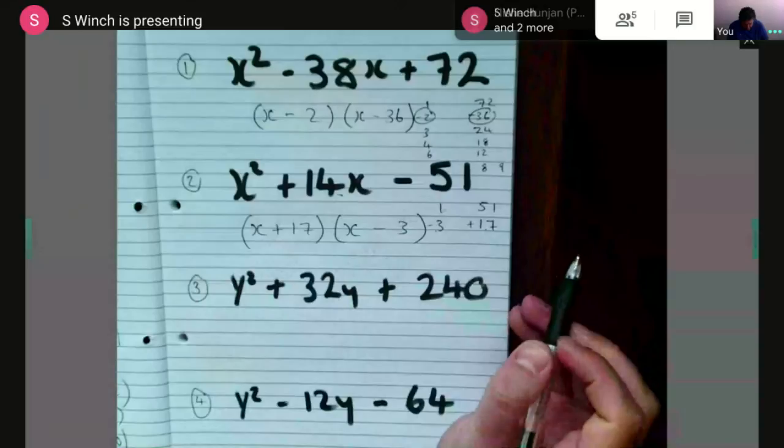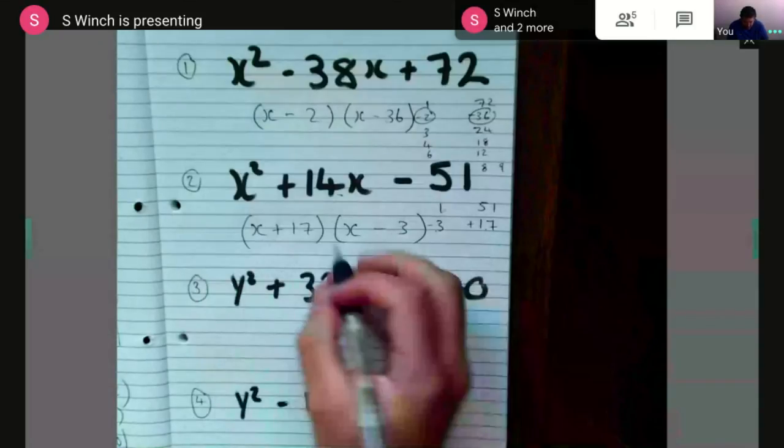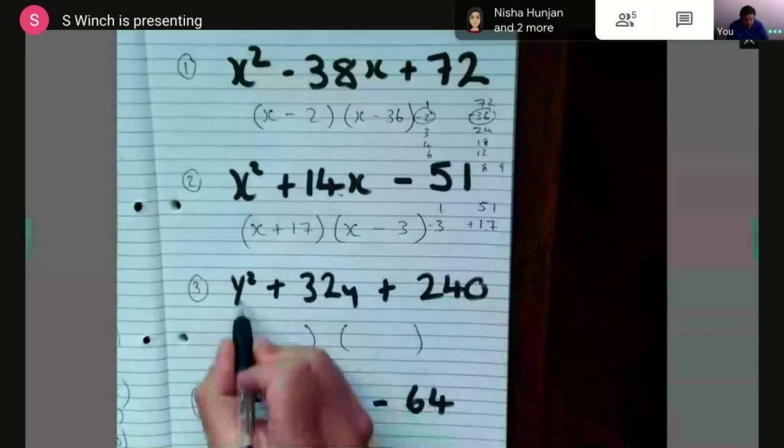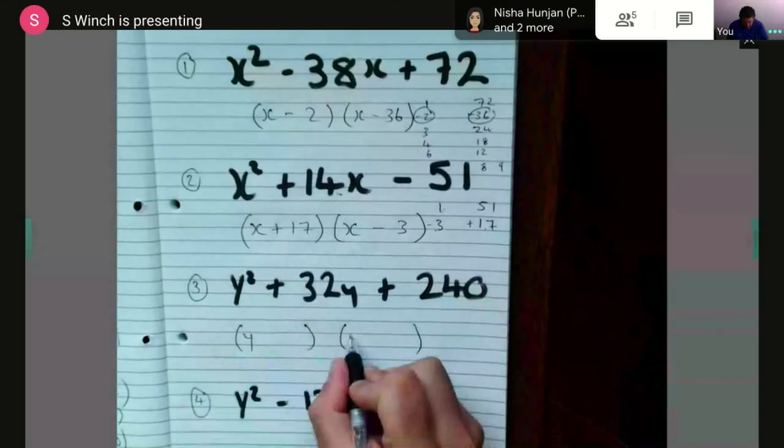Okay, we're going to look at one last one. In fact, I think we've got time to do both. Why not? So the only difference here now is just the change from x to y. So we've got y squared, so we're going to put y here.